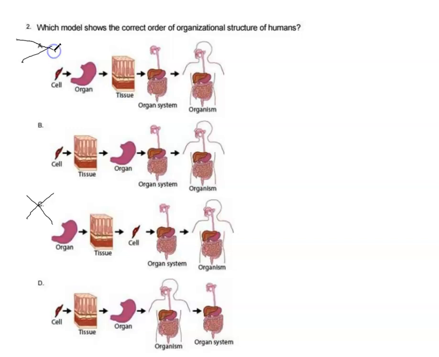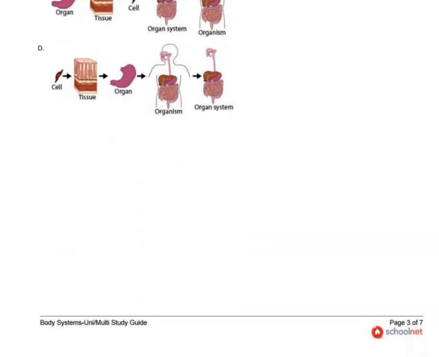Do you notice I'm using this strategy of getting rid of answers that don't make sense? You should do that on the test. Now I have to figure out, does it go cell, tissue, organ, organ system, organism, or cell, tissue, organ, organism, organ system? To me, it makes complete sense that if you're going to put the whole organism together, it should be last. So your best answer on this one is B. I don't know how people would get that one mixed up, but some people did, not a problem.